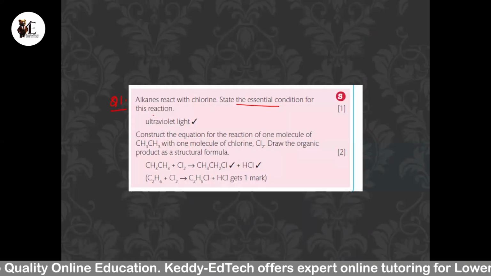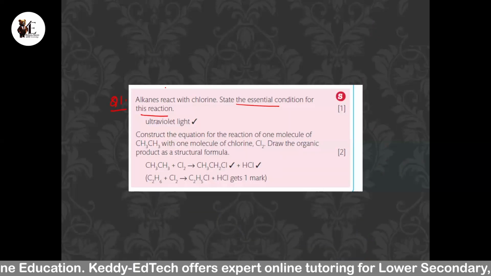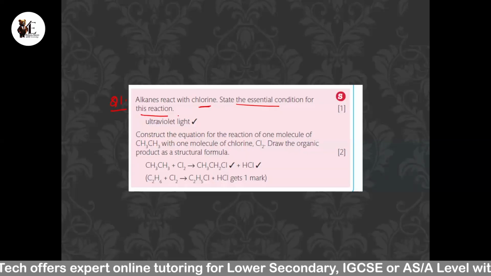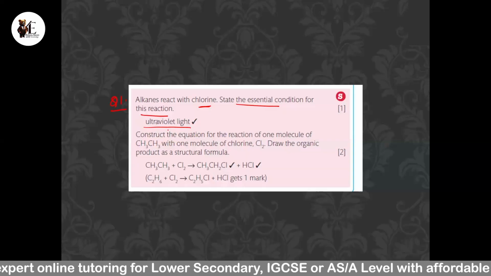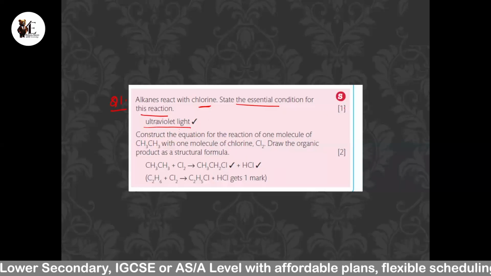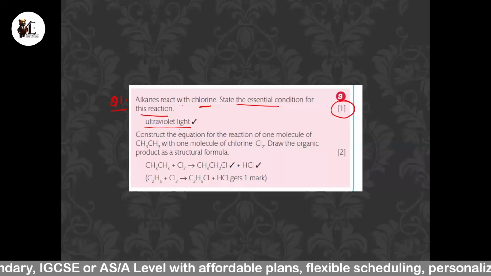State the essential conditions for this reaction. Okay. So alkanes, that means your ethane, methane, propane, they react with chlorine. So essential condition is ultraviolet light. There should be UV light present for the alkanes to do the substitution reaction with chlorine. So it is a 1-marker question. You have to write ultraviolet light.